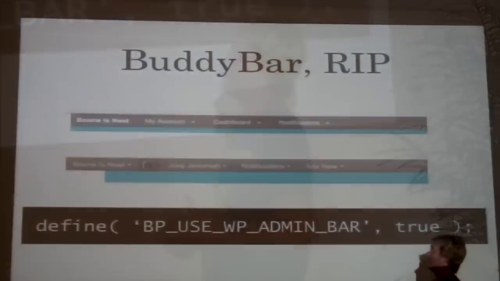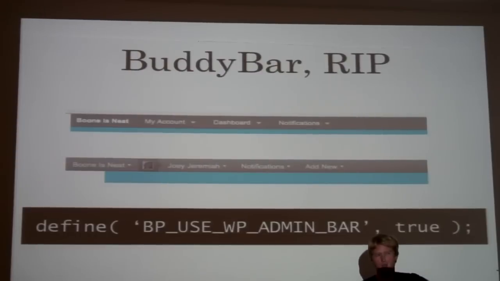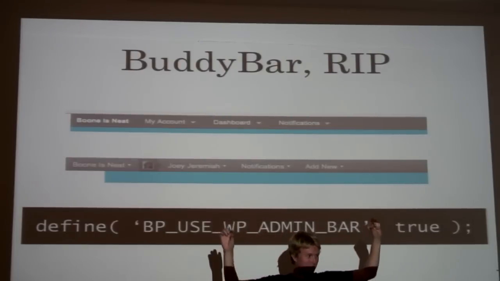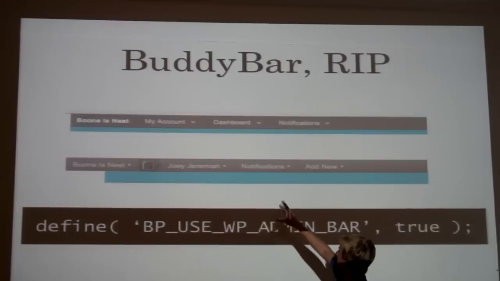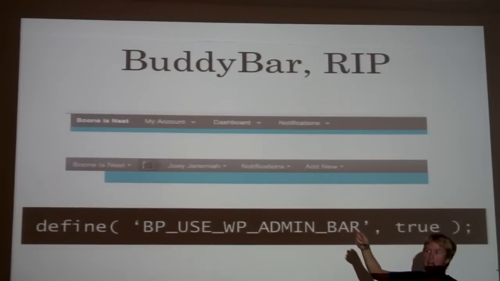The first one is BuddyBar. So those of you who have used BuddyPress before, you know that it's always done this since the very beginning, since WordPress MU 2.7 or something, a long time ago. BuddyPress has had this little bar across the top of the screen. It said, My Accounts, Dashboard. If you're on multi-site, it says My Blogs. Nice little quick links to get to any part of the site that you want.